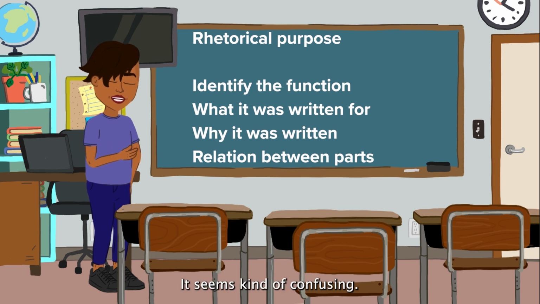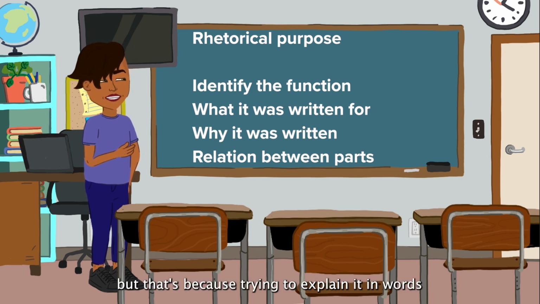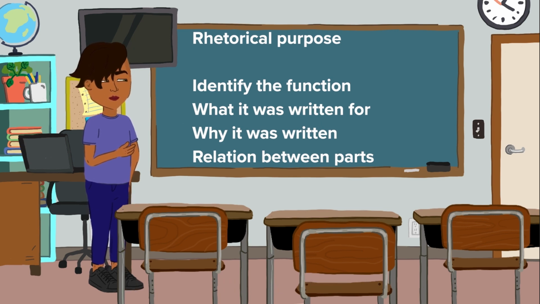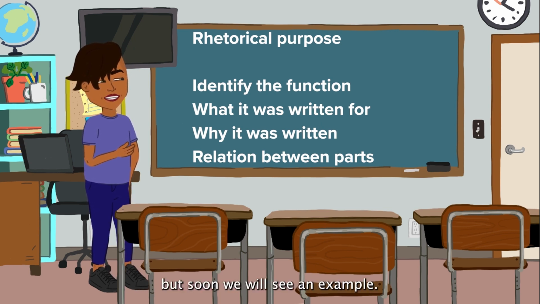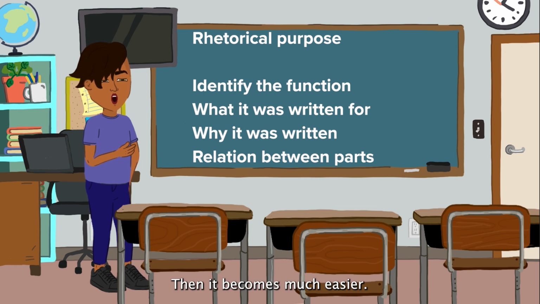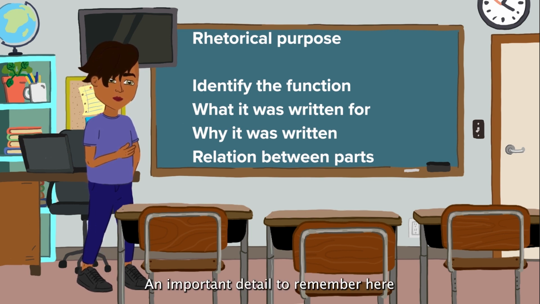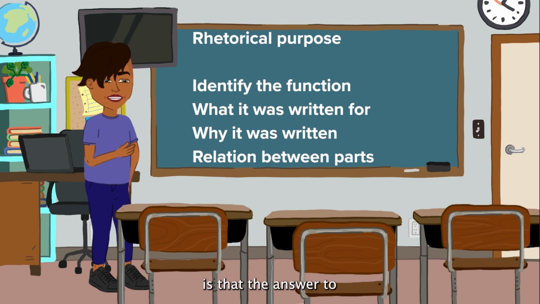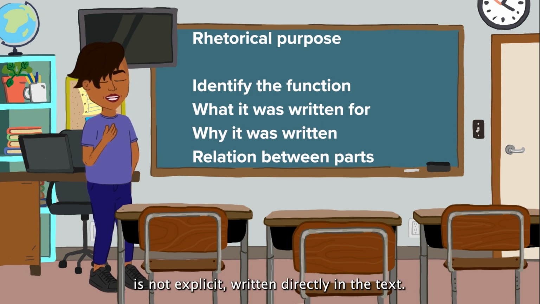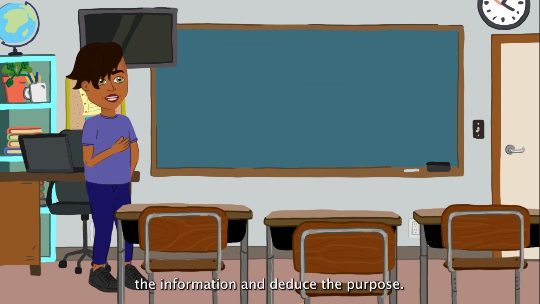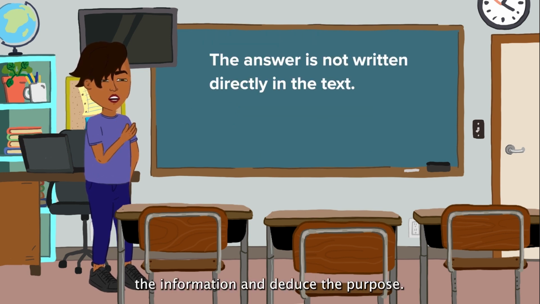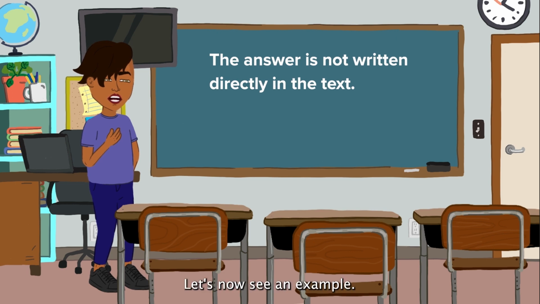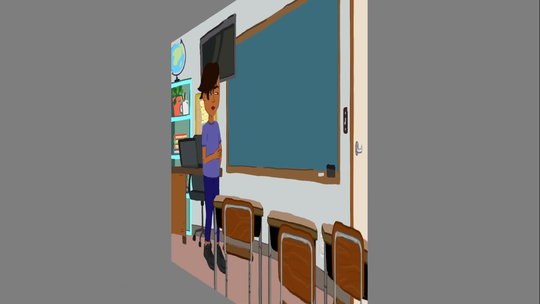It seems kind of confusing like that, but that's because trying to explain it in words sometimes does that. But soon we will see an example, then it becomes much easier. An important detail to remember here is that the answer to these questions is not explicit, written directly in the text. We need to interpret the information and deduce the purpose. Let's now see an example.